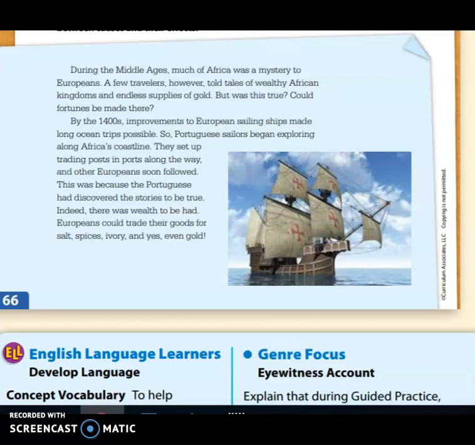This was because the Portuguese had discovered the stories to be true. Indeed, there was wealth to be had. Europeans could trade their goods for salt, spices, ivory, and yes, even gold.